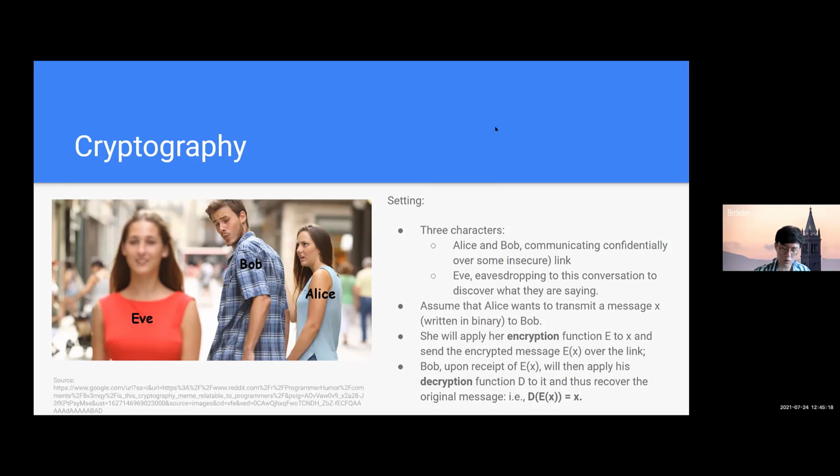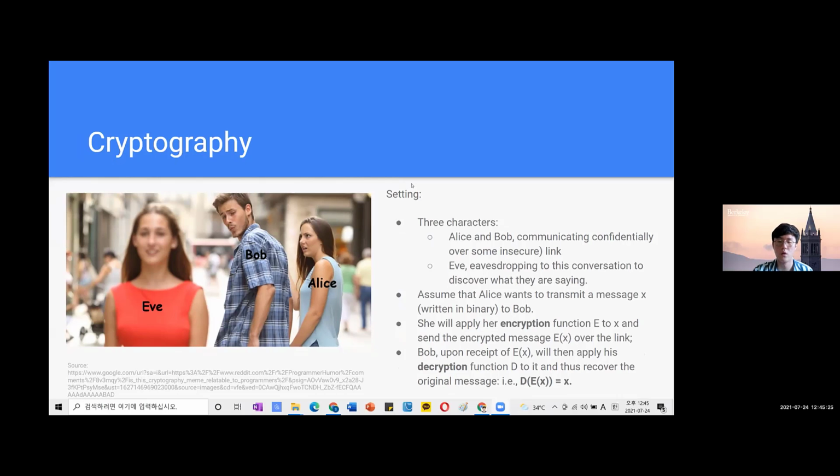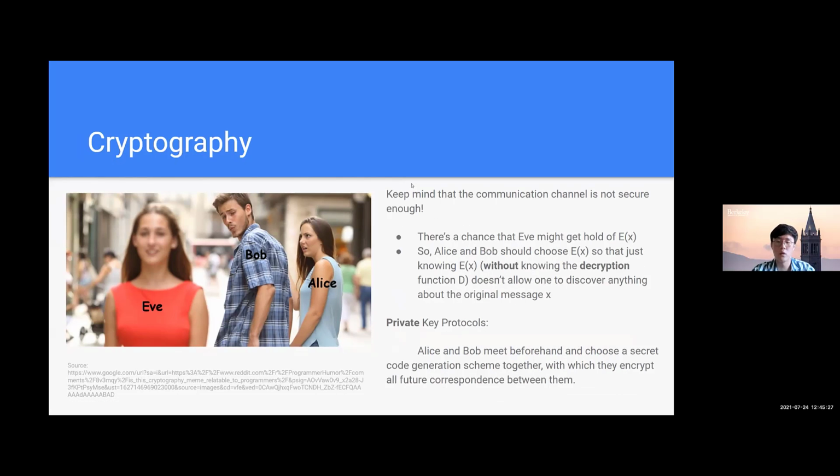So for the past centuries, cryptography was mostly based on what are now called private keys. By private keys, I mean Alice and Bob meet beforehand and choose a secret code generation scheme together, with which they will encrypt all future correspondence. This is pretty useful because even if Eve might get hold of E(X), they define E before they actually transmit the message.